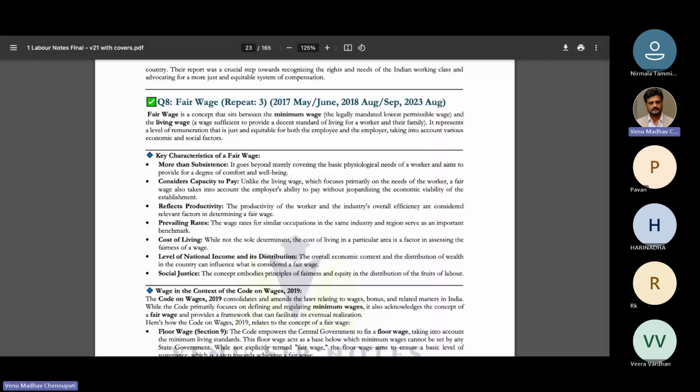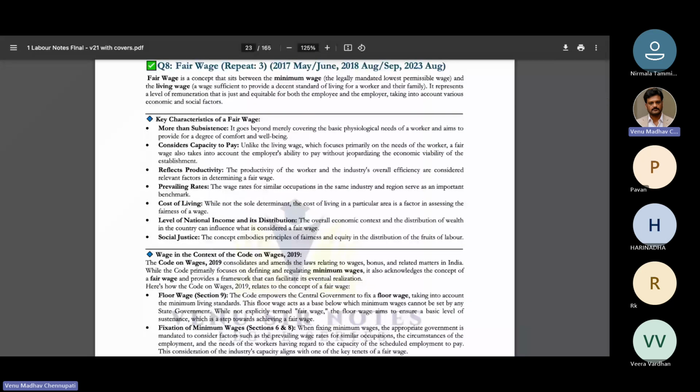So what are the key characteristics of a fair wage? It says it's more than subsistence. It goes beyond merely covering the basic physiological needs of a worker and aims to provide for a degree of comfort and well-being. It considers capacity to pay. Unlike the living wage, which focuses primarily on the needs of the worker, the fair wage takes into account the employee's ability to pay without jeopardizing the economic viability of the establishment.